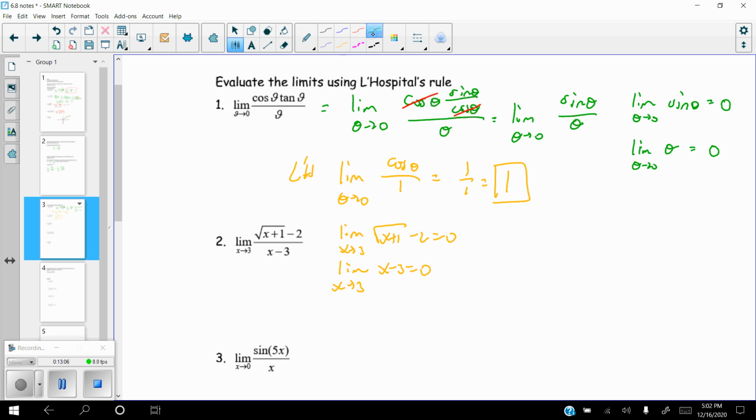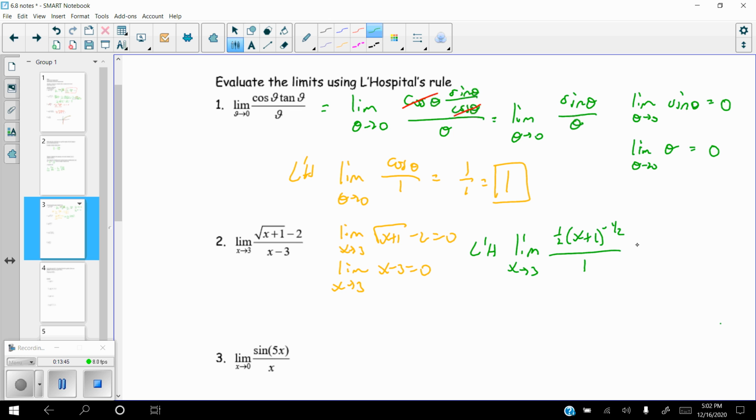So then I can apply L'Hopital's rule, and don't put an equal sign there because L'H doesn't equal anything. It says I can take the derivative of the numerator and denominator separately. The derivative of the numerator is going to be 1/2 times x plus 1 to the negative 1/2. Chain rule, multiply it by the derivative of the inside, x plus 1, but that's just 1. Derivative of negative 2 is gone. Over the derivative of the denominator, which is just 1.